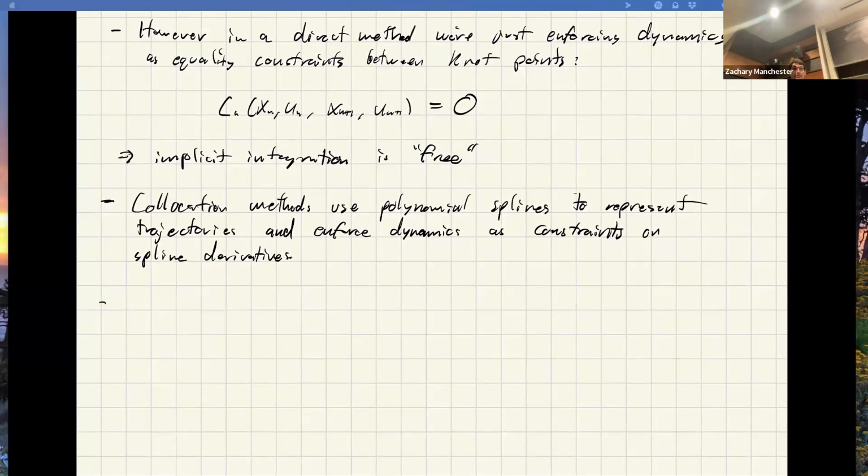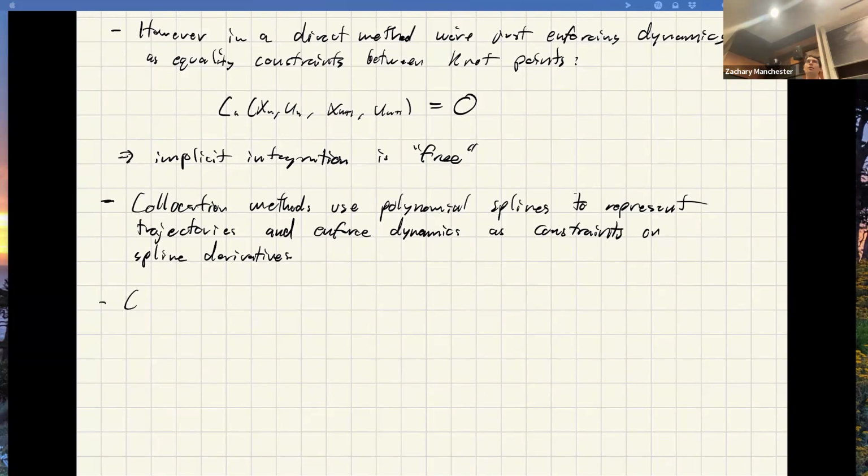You can use any order spline you want, in fact. So if you have a very smooth problem and you want really high accuracy, which is the case in a lot of aerospace problems, it's not uncommon to use like 8th order splines for collocation, for like spacecraft trajectories flying to Mars and stuff like that, where you want super, super high accuracy.